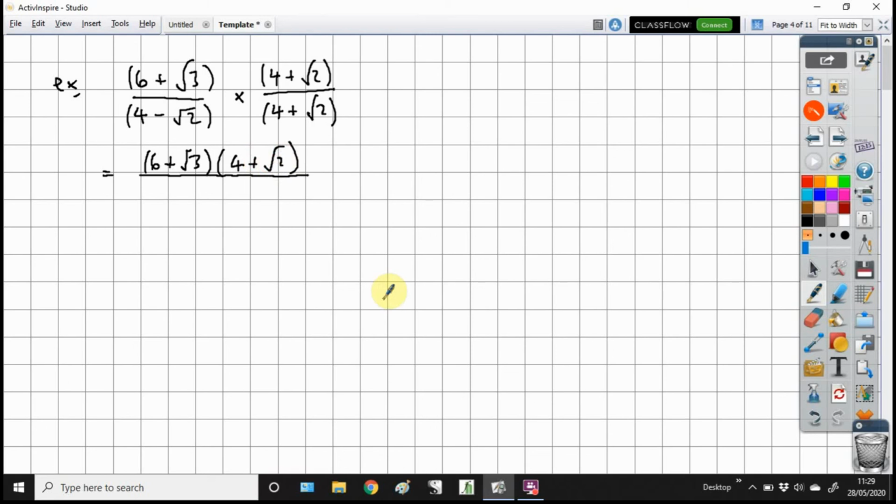So the numerator is nice and easy. The denominator, 4 times 4. Now you should be getting used to this. Plus 4 root 2 minus 4 root 2. That's going to make 0. I'm not going to bother writing it this time. Negative times a positive makes a negative root 2.